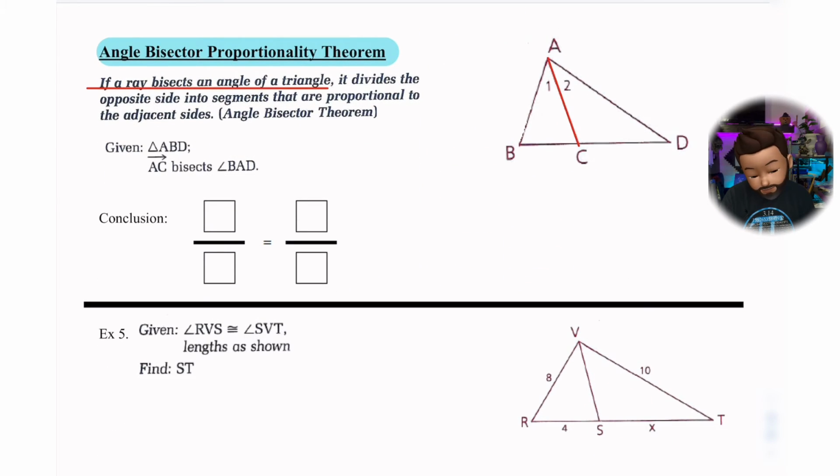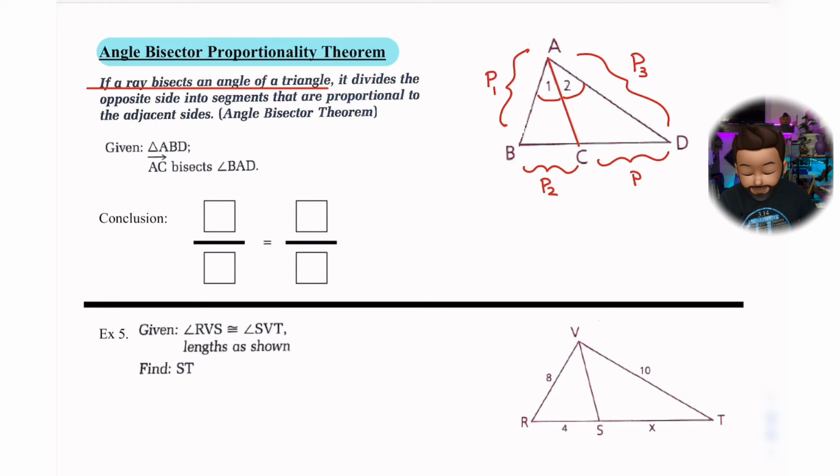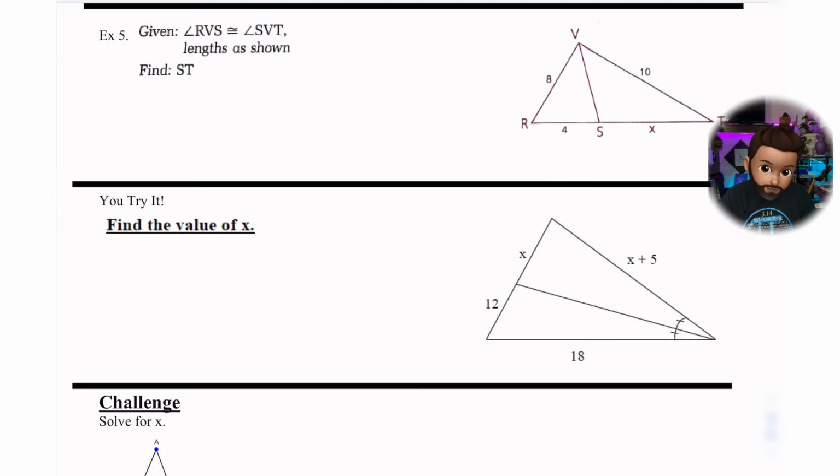Now the third theorem that's usually applicable here is that if you have an angle bisector, now recall an angle bisector cuts an angle into 2 equal pieces, so angle 1 and 2 here are equal. But the adjacent side to angle 1 and the adjacent side to angle 2 are going to be proportional to the sides that are across from those 2 angles 1 and 2. All right, so look at how I've labeled the diagram there and watch how I do this in an example.